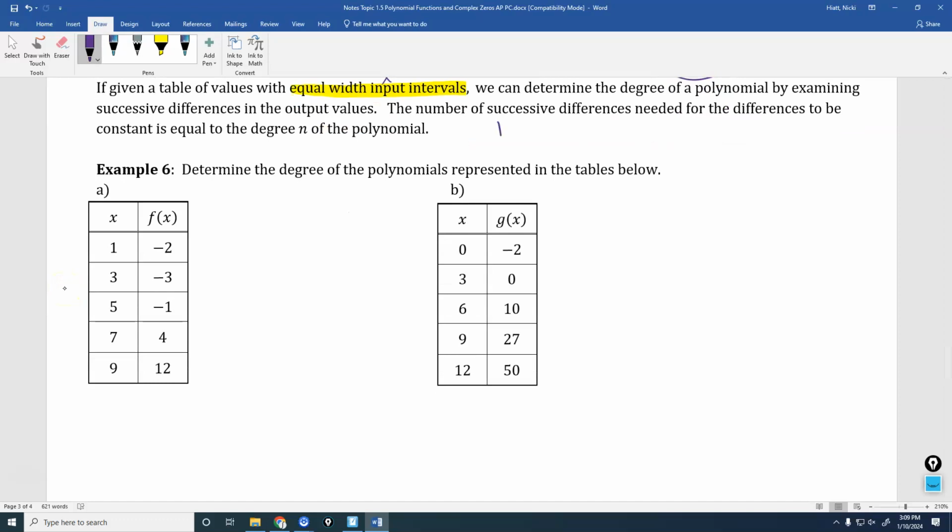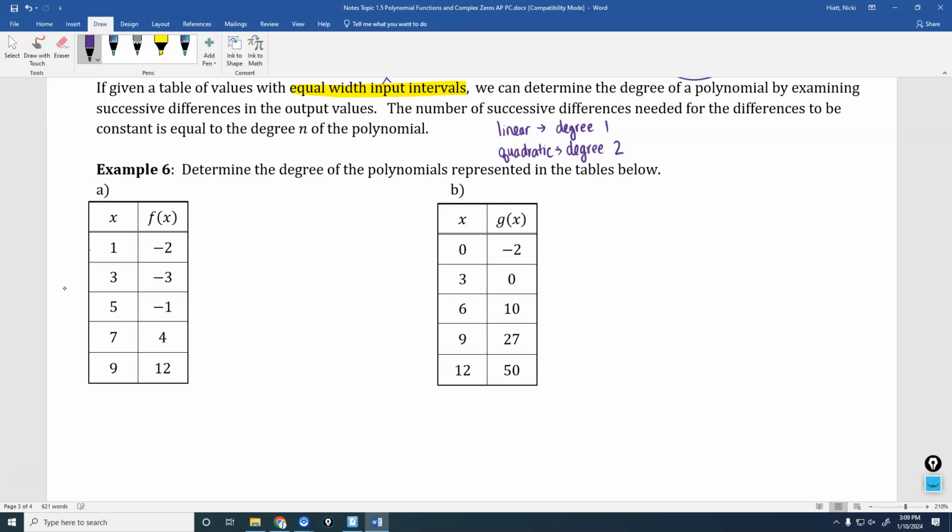Something that is linear has a degree of 1. So whenever we look at the differences on the table, we're going to see that it only takes one time and they become constant. A quadratic, we have to look at the differences twice. It is a degree 2. Okay? This continues to be true. If we have a cubic, we'll have a degree of 3. It'll take 3 differences. So let's look at this problem that we have here.